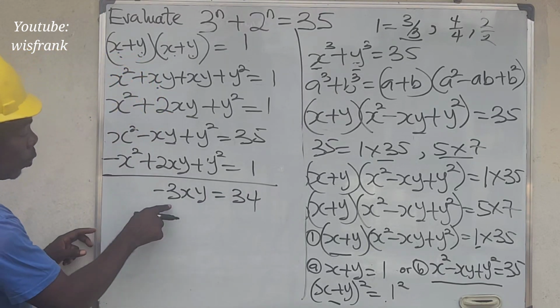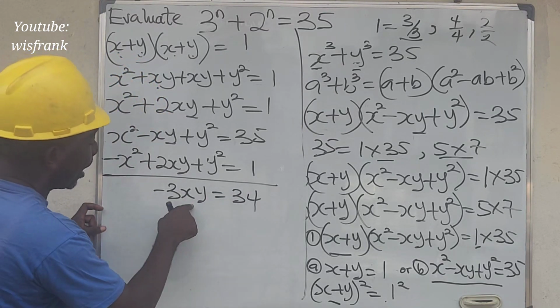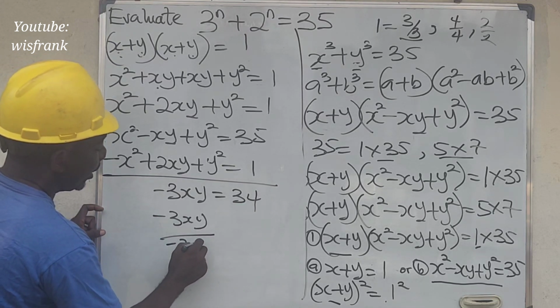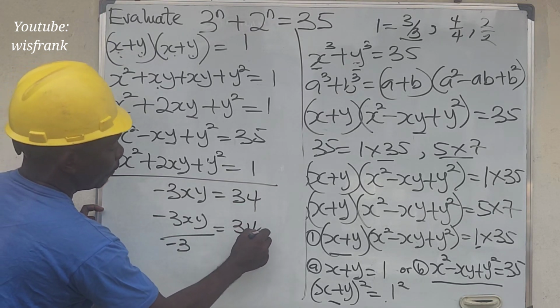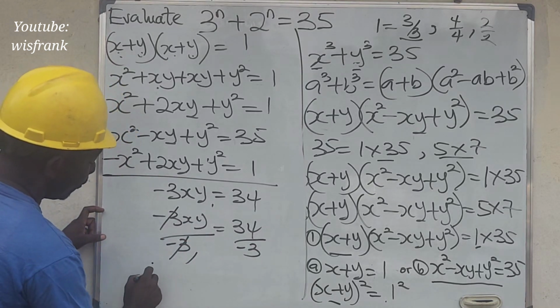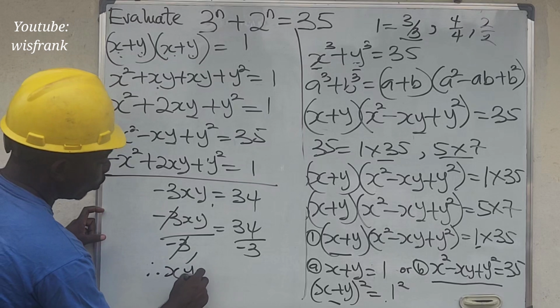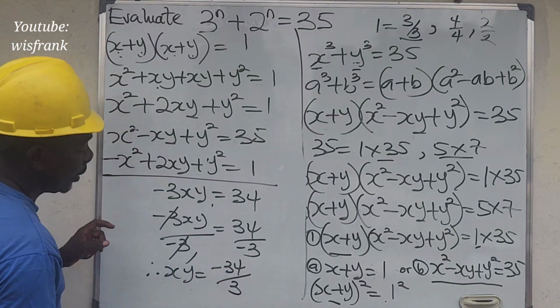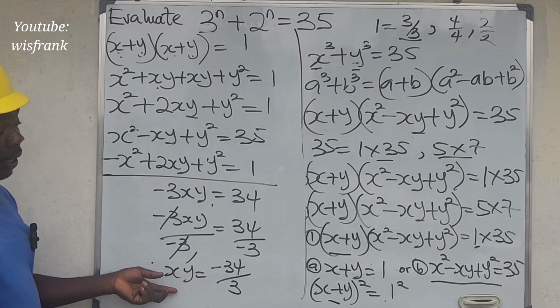So in this case, we can divide both sides by minus 3. So here will become minus 3xy all over minus 3 equals 34 all over minus 3. This will cancel here and this will cancel here. Therefore, our xy equals minus 34 all over 3. So this is the value of xy that we have.